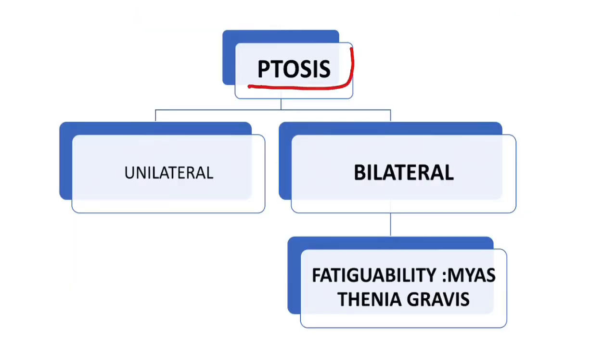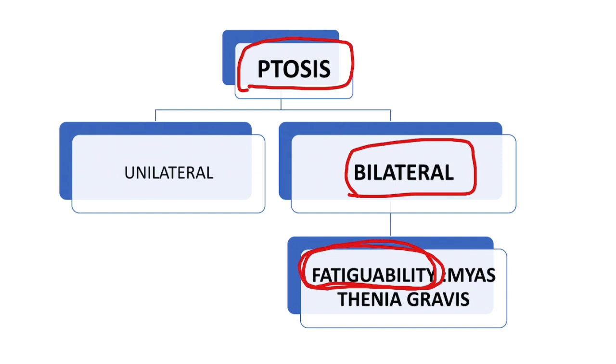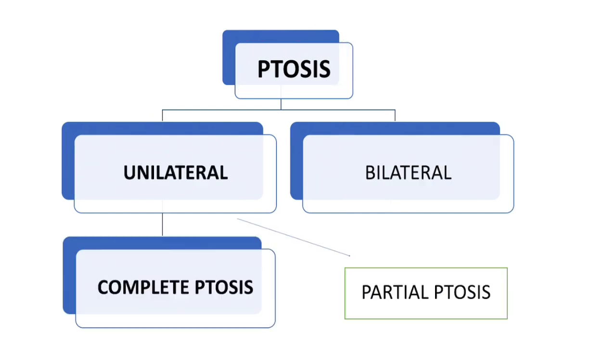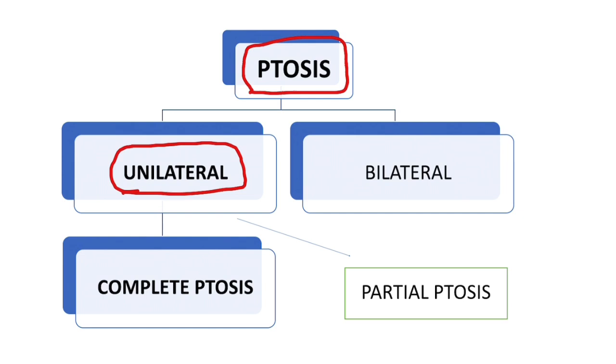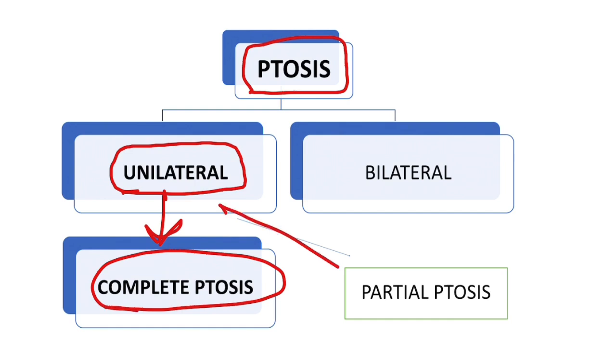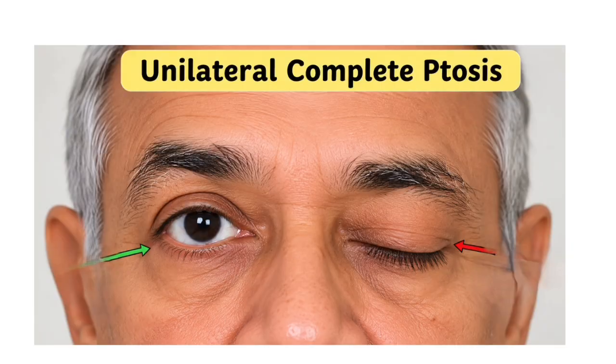So what did we see till now? A patient presenting with ptosis. If the patient has bilateral ptosis and if there is a characteristic fatigability to the ptosis, it is Myasthenia Gravis. Next, we find a patient who has only unilateral ptosis. In such a case, we have to look whether the patient has complete ptosis or partial unilateral ptosis.